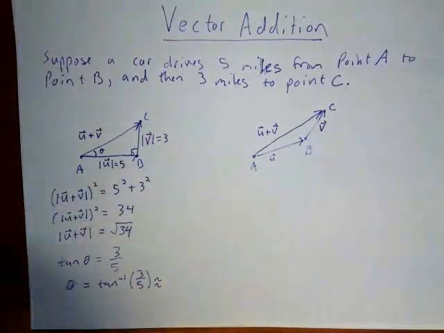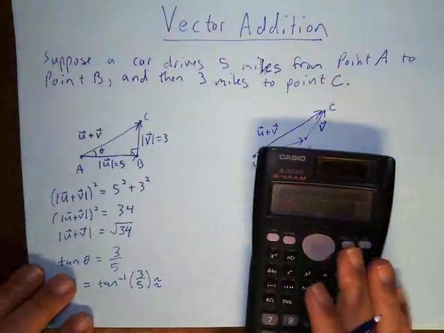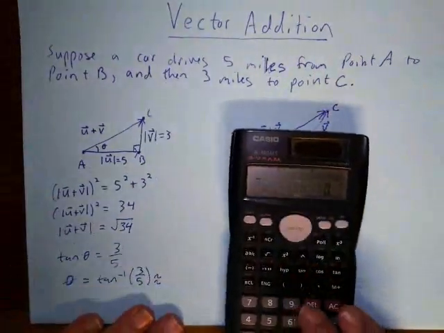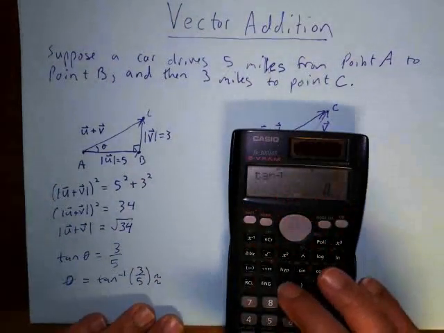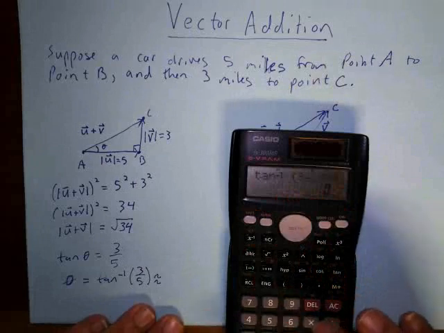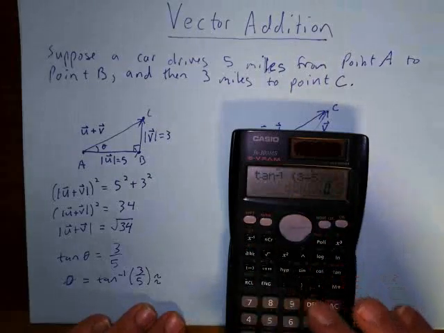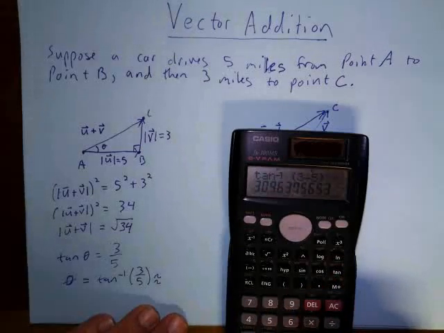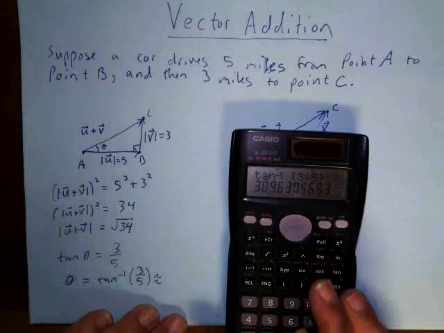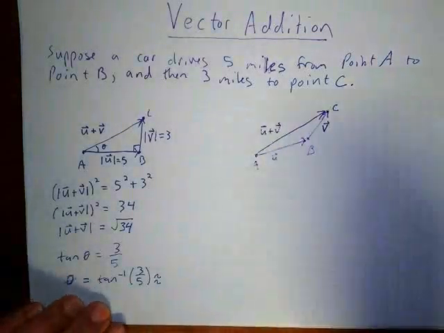And I'm going to use this here. I'm actually charging the other calculator at the moment. I could probably go over and get it, but I'll just go ahead and use this. It can do inverse tangent. And so it looks like it's 30.96, so approximately we'll just say 40 degrees.